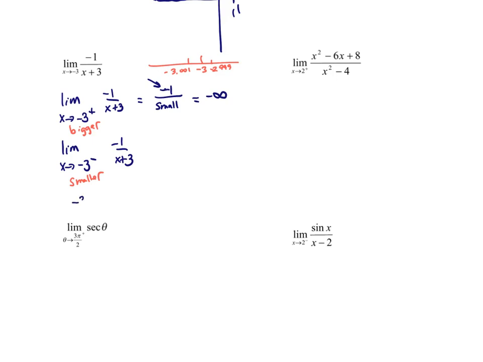A smaller number would be like -3.0001. So that's going to give me -1 over a really, really small negative number. That's going to be positive infinity because you have two negatives, a -1 on the top and a really, really, really small negative number on the bottom. These go to different spots, so this does not exist.